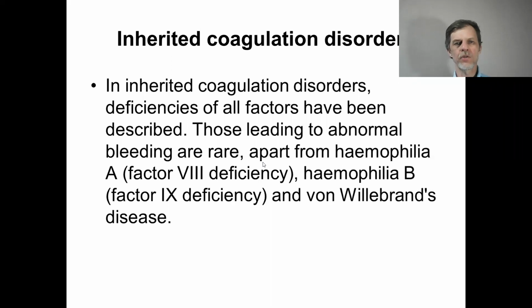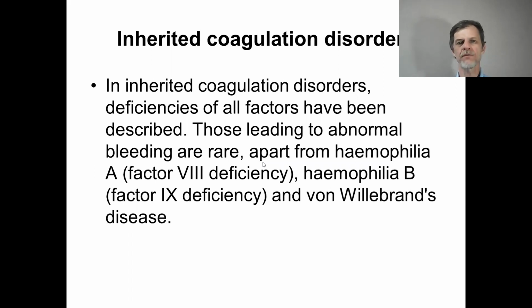Inherited coagulation disorders. Deficiencies of all factors have been described. Again, if you have some protein, this protein may be absent, just because of inheritance. Those leading to abnormal bleeding are typically rare, apart from hemophilia. So among all these coagulation disorders, the most common is hemophilia.